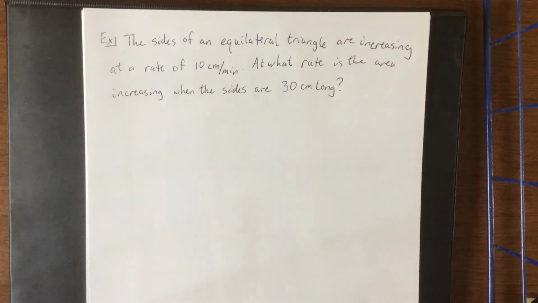We'll now consider the following example. The sides of an equilateral triangle are increasing at a rate of 10 centimeters per minute. At what rate is the area increasing when the sides are 30 centimeters long?